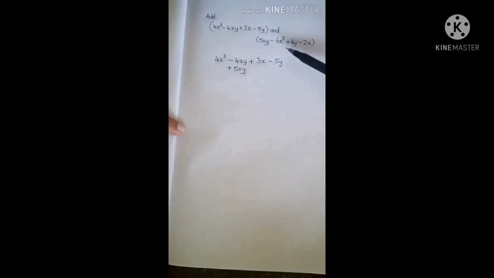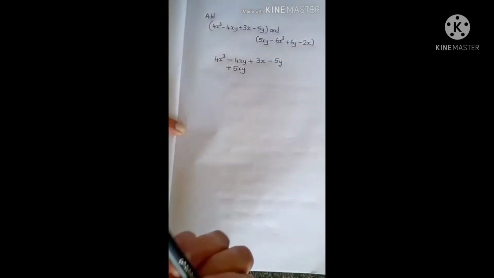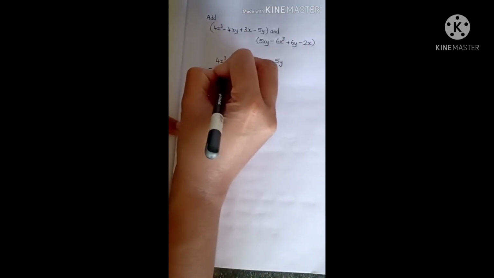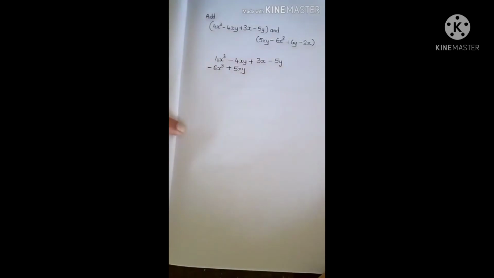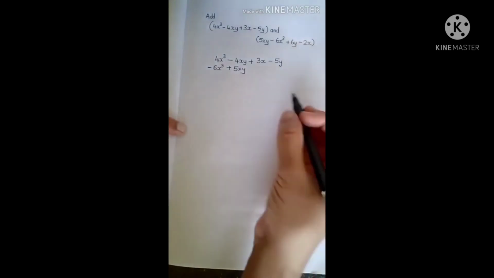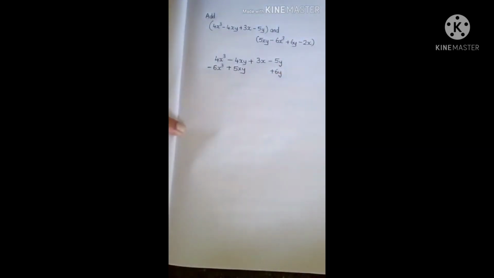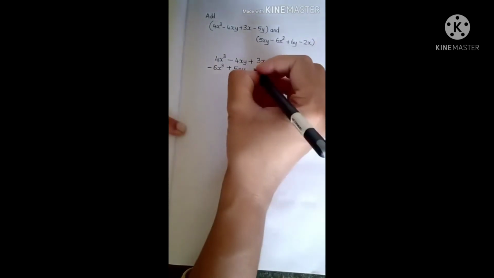Next term here is minus 6x cube. Where will you write? You will write minus 6x cube below 4x cube. Next, plus 6y. Where will you write? Below minus 5y. Plus 6y. Minus 2x below plus 3x.